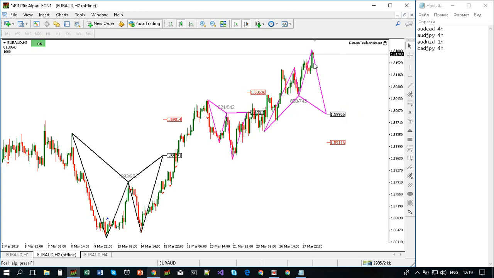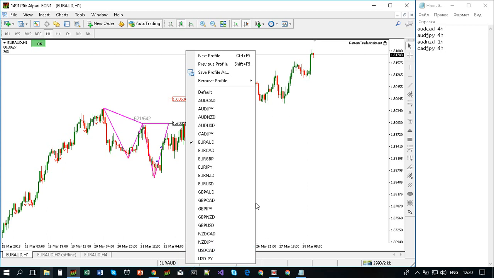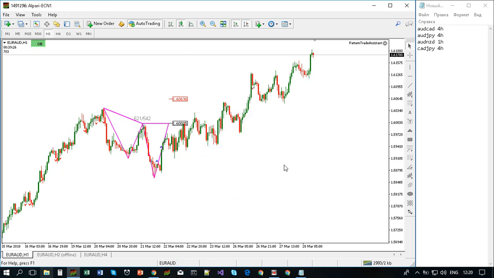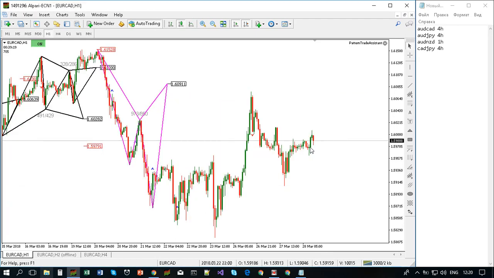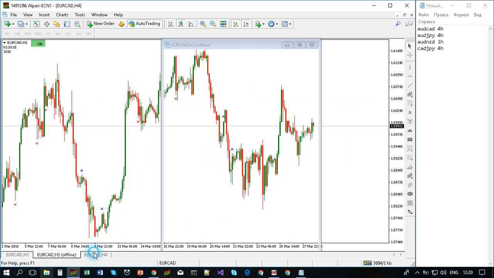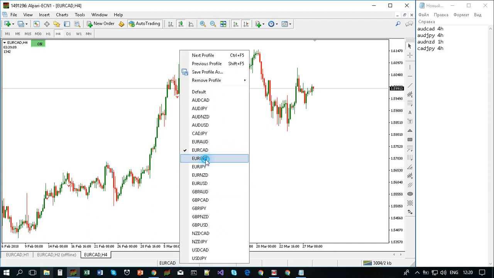Okay, but we still have some time until at least it should go closer to B point, so I make some conclusion that the pattern is going to complete. For now it is very far from completion. Euro Canadian going next. Okay, nothing. What is this? Nothing. Yeah, it's pretty boring.